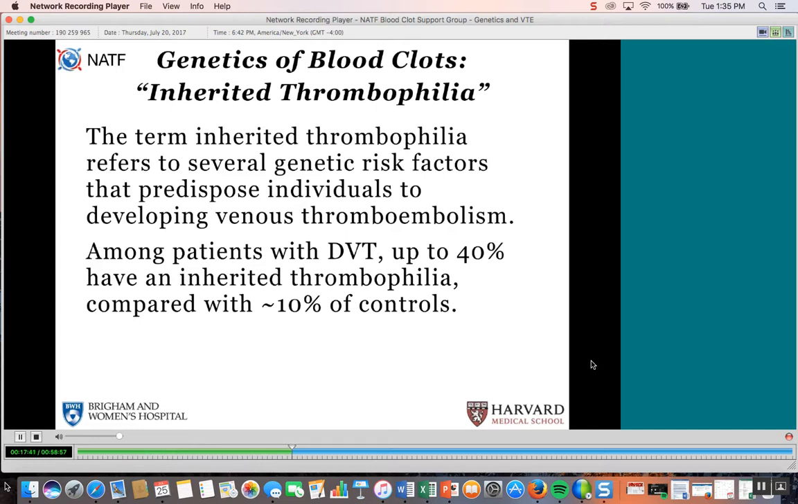Now, among patients with DVT or venous thromboembolism in general, this is in a Caucasian population. In our population, we don't have the same numbers, but the concept is that a high number of them have an inherited thrombophilia. And if we take similar people that don't have a thrombus like DVT or a PE, only about 10% have one of these genetic abnormalities.